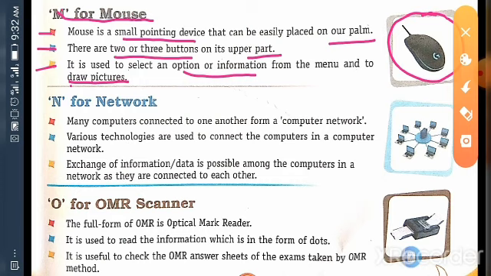Okay, now our next alphabet is N for network. First one, many computers connected to one another form a computer network. Second, various technologies are used to connect the computers in a computer network. Okay, now third one, exchange of information or data is possible among the computers in a network as they are connected to each other. Okay, see students, this is network image.